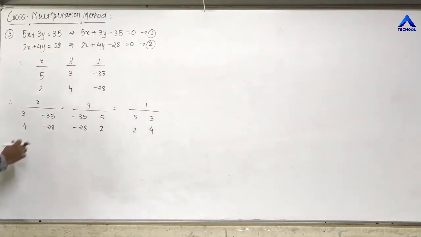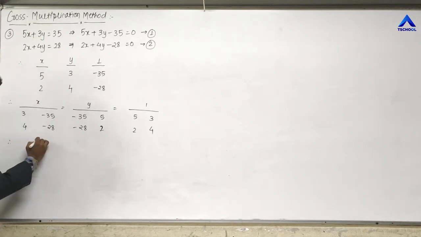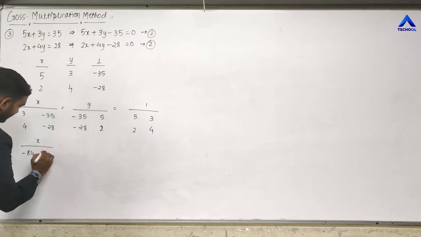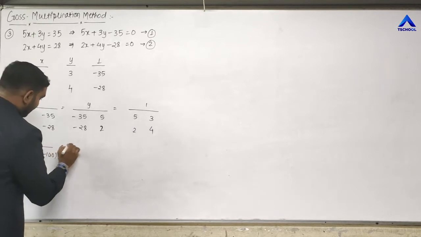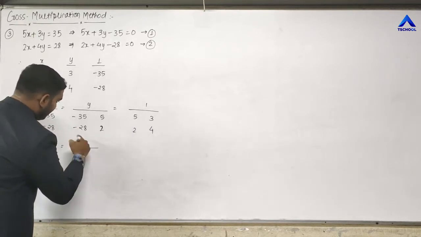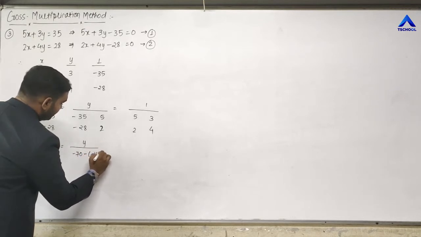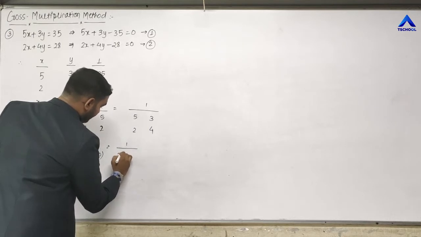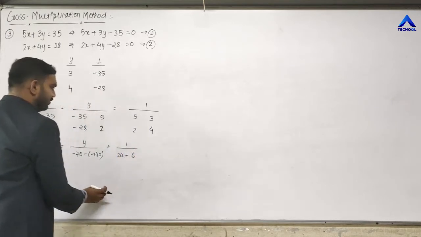So let us cross multiply this. Therefore x upon minus 28 into 3, that is minus 84, minus minus plus. Okay, so if you don't understand, let me write down minus of minus 140, that is equal to y upon minus 70 minus 140 is equal to 1 upon 5 into 4, 20 minus 3 into 2, 6.